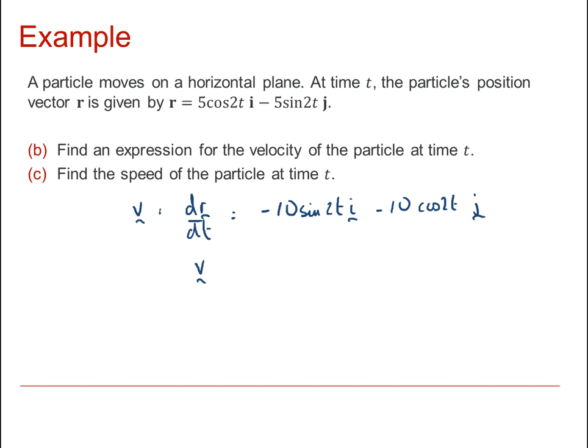The speed is just equal to the modulus of that, and so we get a factor of 10 coming out, but again we've got in a bracket sin squared 2t plus cos squared 2t, and therefore the speed is equal to 10.